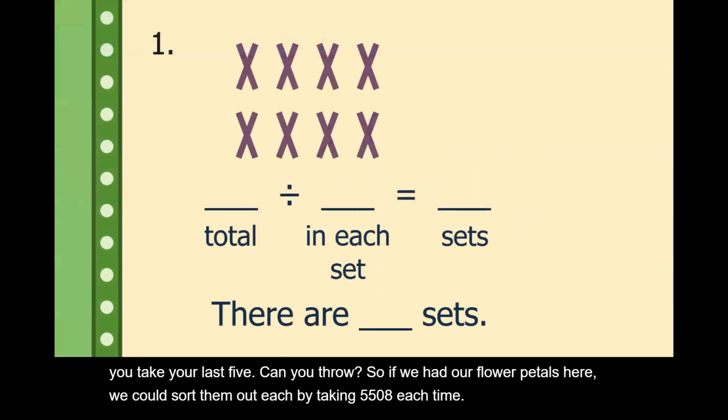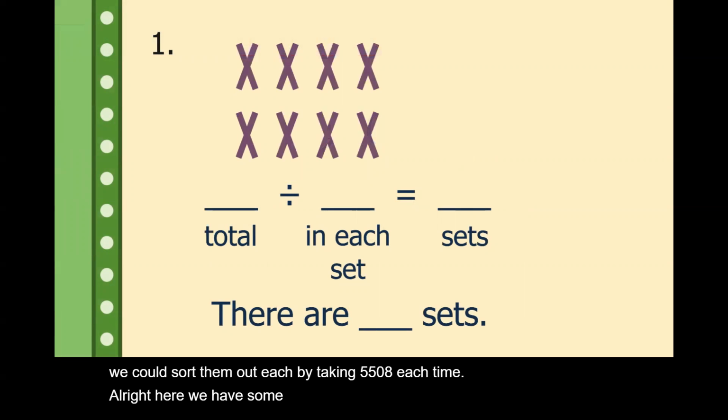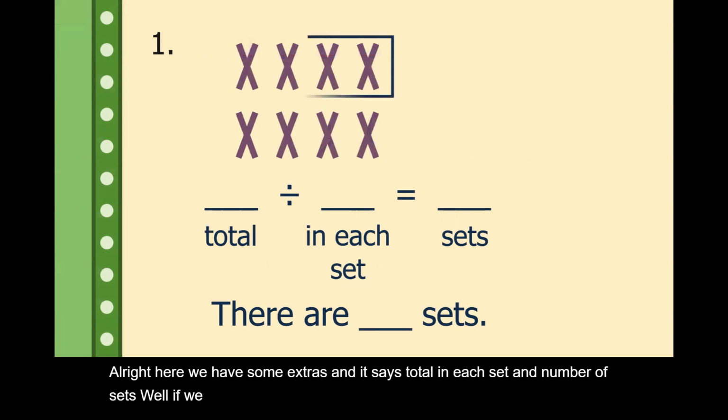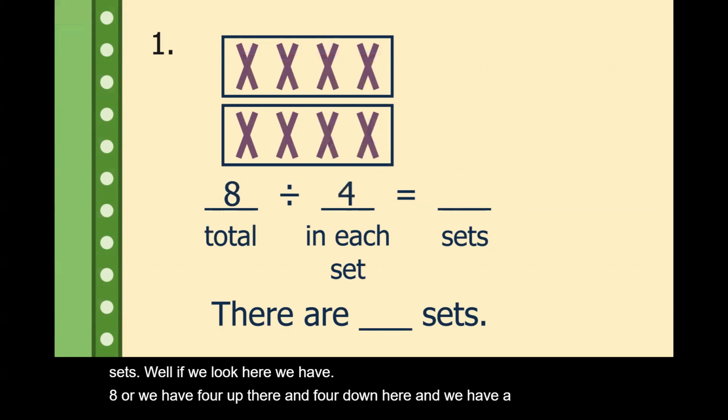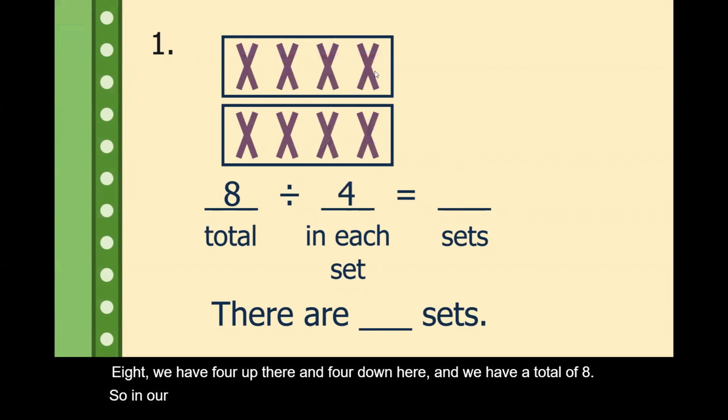All right, here we have some X's. And it says total in each set and number of sets. Well, if we look here, we have 8. Well, we have 4 up there and 4 down here. And we have a total of 8. So in our 2 sets, we have 4 in this set and 4 in this set. So we have 8 X's total with 4 in each set.